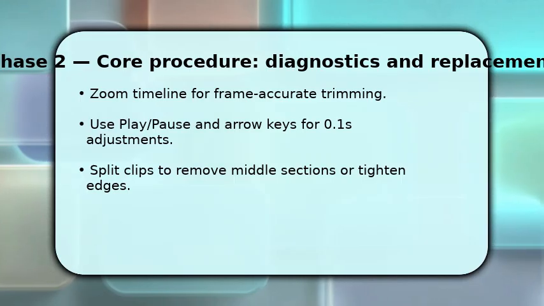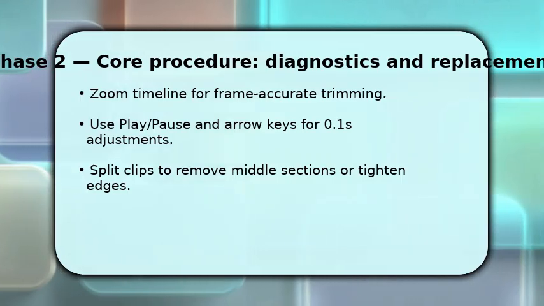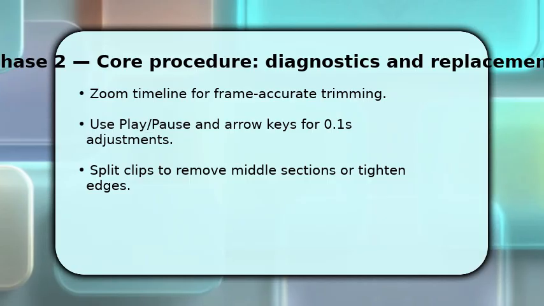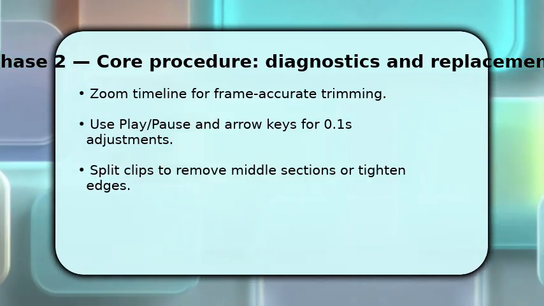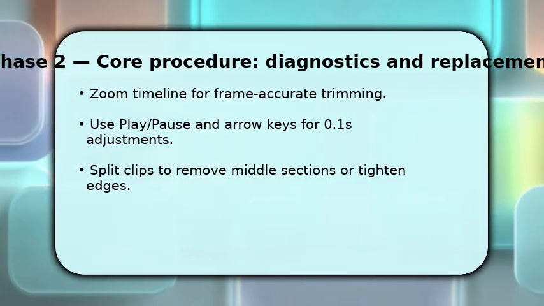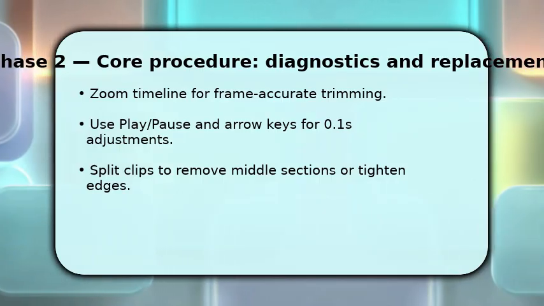If you need to remove a middle portion, place the playhead where you want to cut and hit split. Delete the unwanted clip, then drag remaining clips together to close the gap. Make sure audio flows naturally before saving.